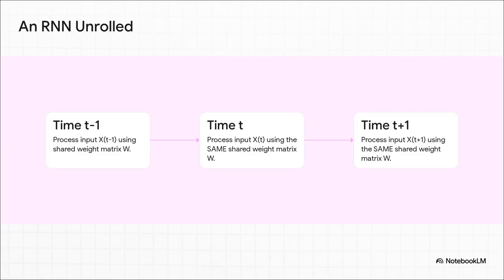Now here's the core trick of an RNN. As it reads a sentence, say, one word at a time, it reapplies the exact same set of rules, this weight matrix W, at every single step. First word, use W. Second word, use W again. Third word, you guessed it, use W again. That's parameter sharing across time. It allows the network to use the same logic for each word, while remembering what it saw before.